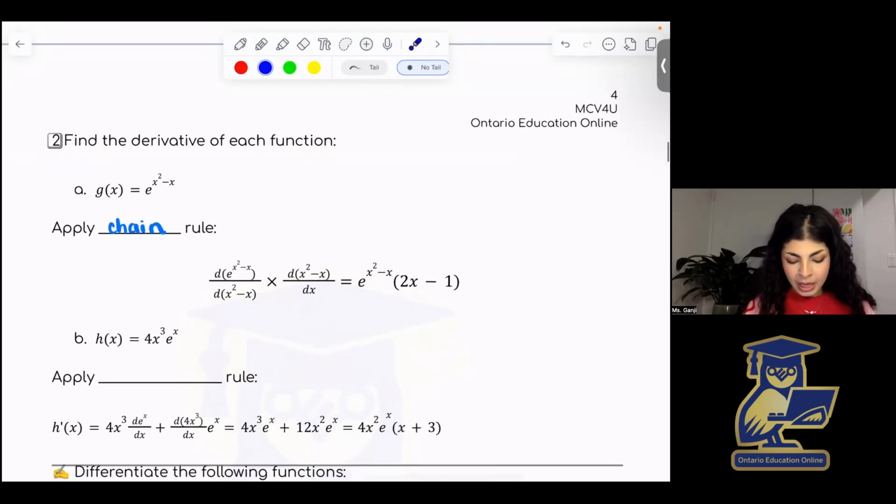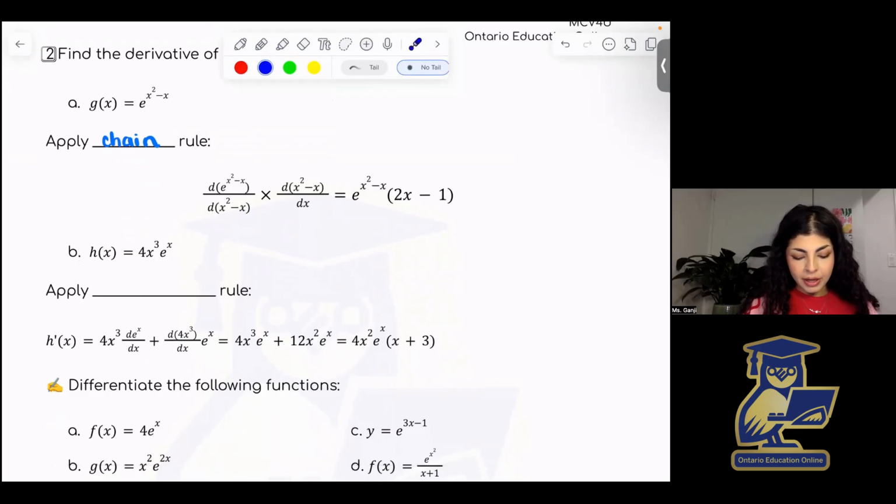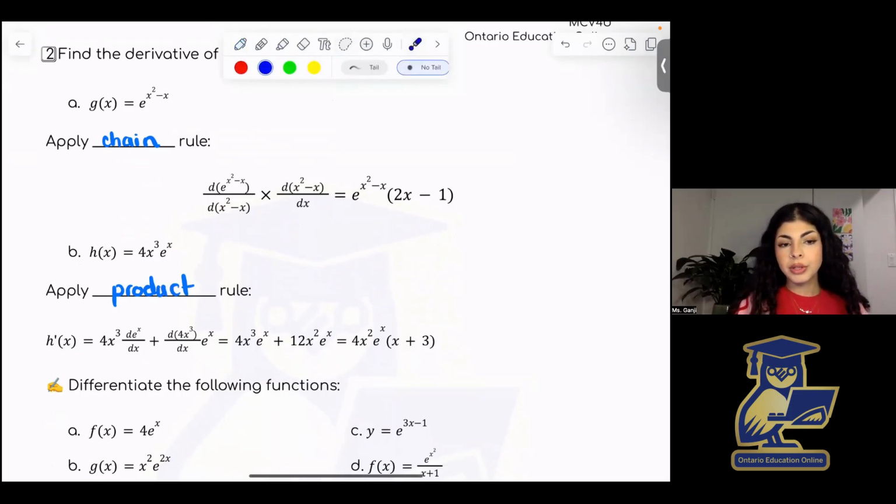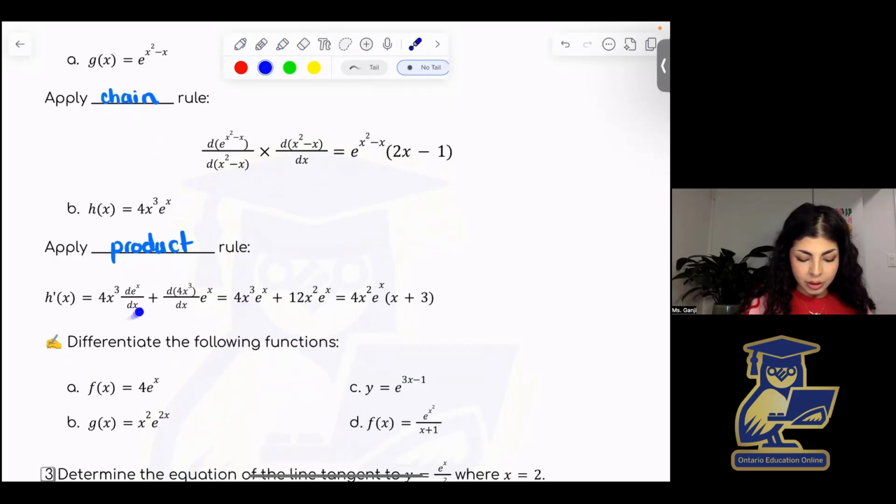Now, again, we have another function, h of x is equal to 4x cubed e to the power of x. And now we are actually applying here the product rule, because you can see that e to the x is not a composite function. It's just the exponential function. And here we have another function times the natural exponential function. So then we have the product rule. And so the first term is just 4x cubed, and this is the derivative of e to the x. And then we find the derivative of 4x cubed times e to the x.